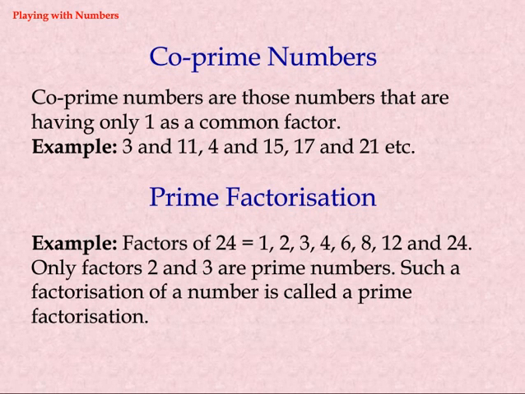Coprime numbers. Coprime numbers are those numbers that are having only 1 as a common factor. Example, 3 and 11, 4 and 15, 17 and 21 etc. Prime factorization. Example, factors of 24 equal 1, 2, 3, 4, 6, 8, 12 and 24. Only factors 2 and 3 are prime numbers. Such a factorization of a number is called a prime factorization.